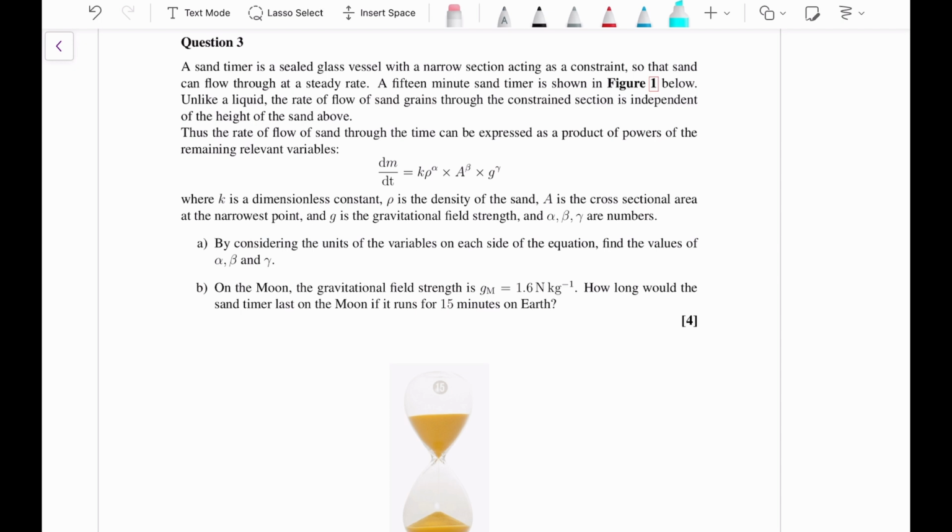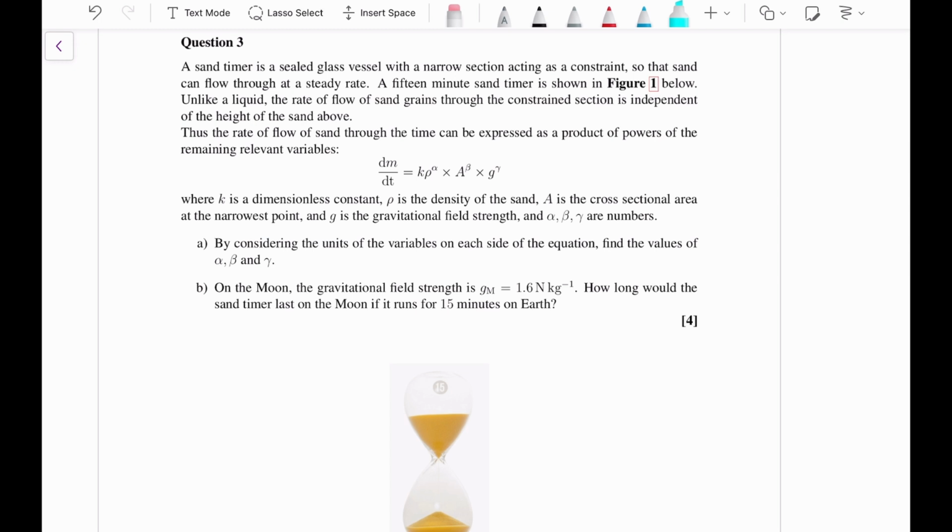And over here we can see there's constant k, there's rho, which is density, to some power of alpha, times the area, I suppose, to the power of beta, and then times g, which is the gravitational acceleration, to the power of gamma. So it says down here, A is the cross-sectional area, g is the gravitational field strength, and alpha, beta, and gamma are numbers.